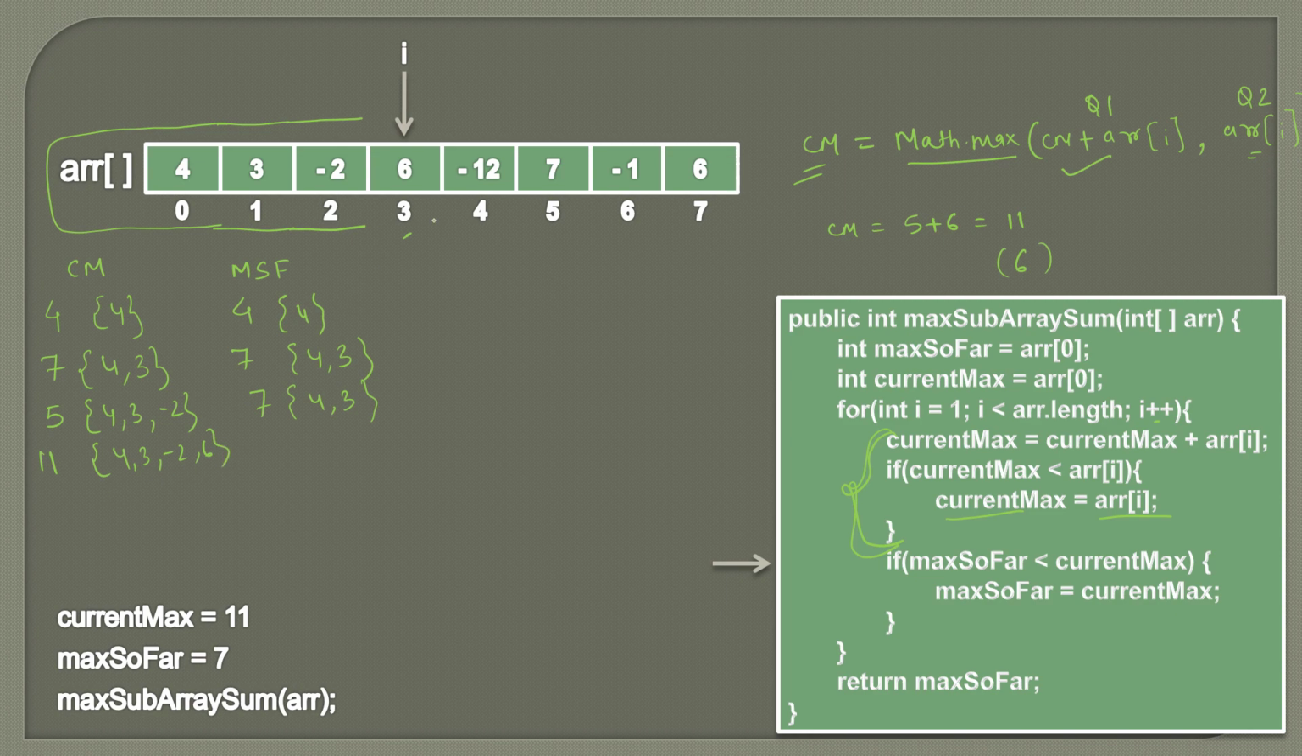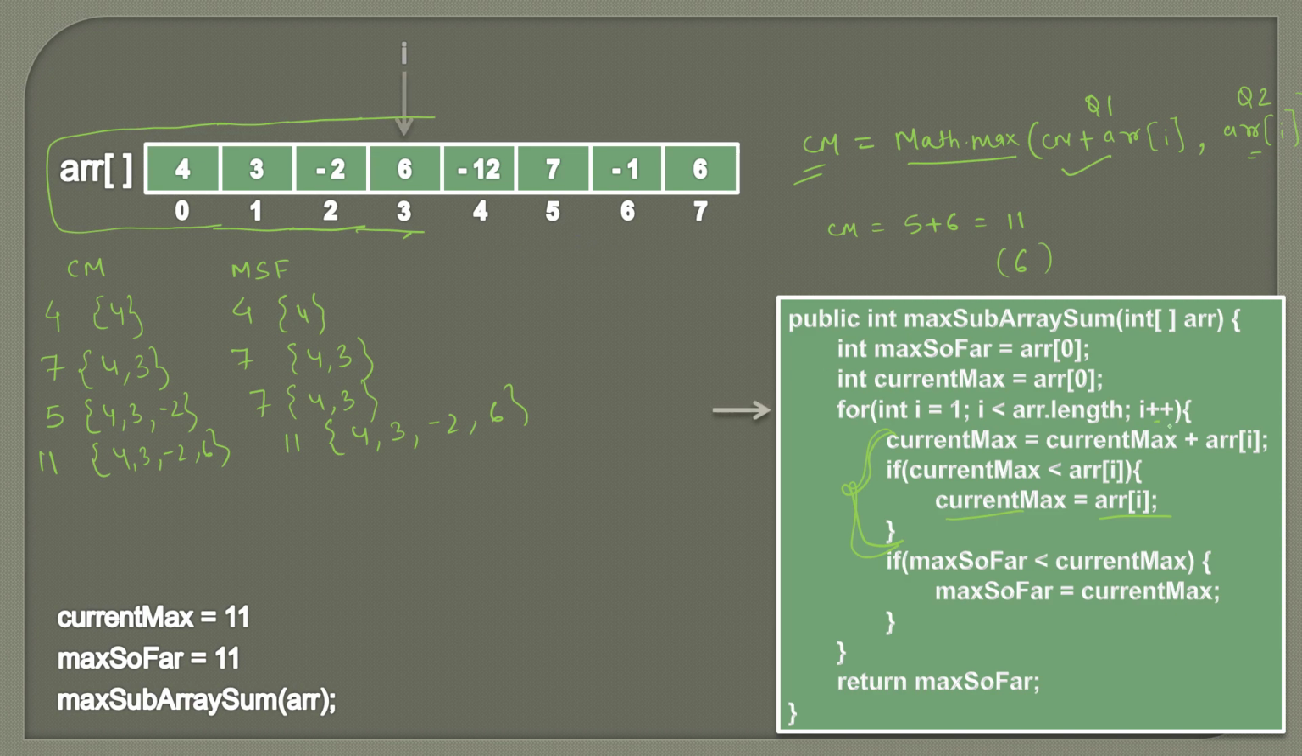We have taken these 4 values. Now we'll simply compare whether the maximum sum so far is less than current max or not. So here you can see 7 is less than 11. It means we have found a new max so far, so we simply update max so far to current max. So it becomes 11, with 4, 3, minus 2 and 6. So it means we have found a subarray of max sum 11 having these 4 elements. Now we'll continue with the rest of the elements.